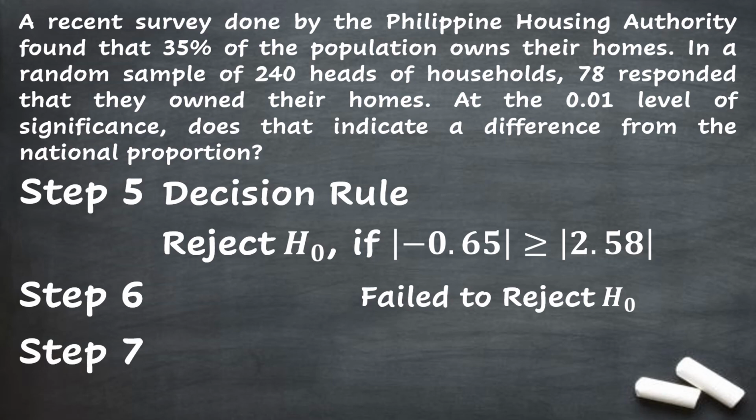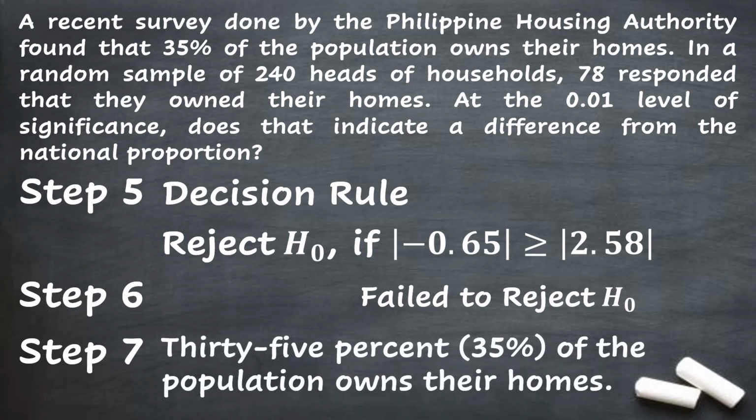Next and last step for this given problem is the conclusion. For the conclusion, since we failed to reject the null hypothesis, our basis will be the null hypothesis itself. If we go back to step 1, we have the null hypothesis as the population proportion is equivalent to 35%, which means 35% of the population owns their homes.